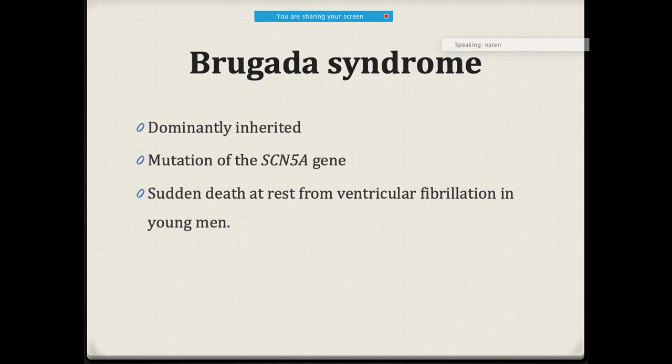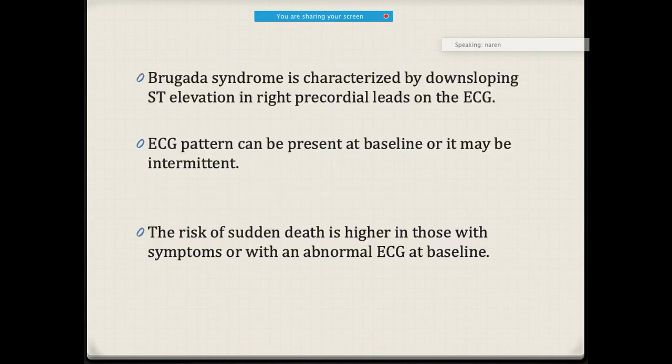Another really hyped mechanism in arrhythmias, especially for sudden cardiac death, is what is called Brugada syndrome. In Brugada syndrome, as I was already telling, it's a mutation of SCN5A. The SCN5A gene is also responsible for long QT3, in fact. And most of these people who die are young men who tend to die from ventricular fibrillation.